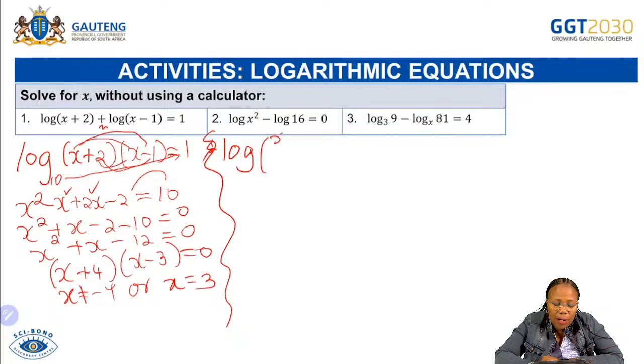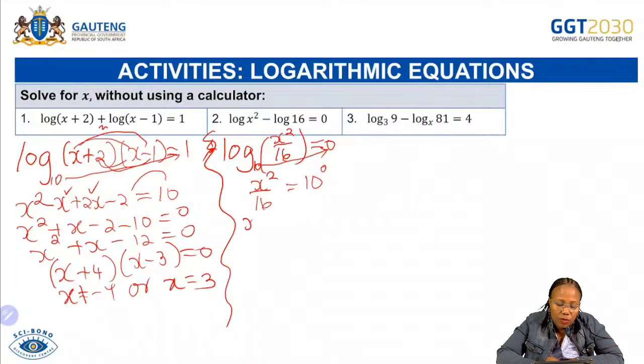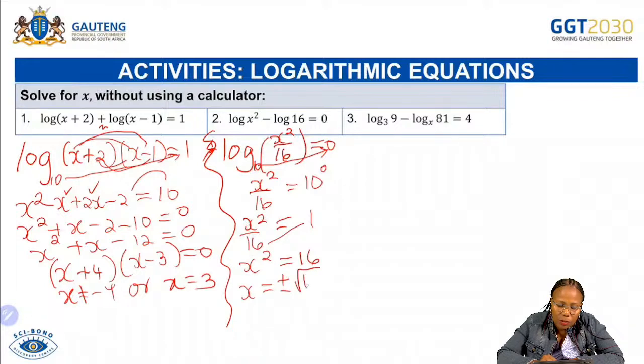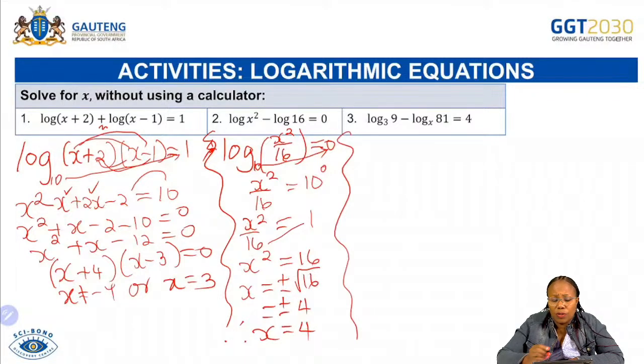of x squared over 16 as a single log equal to 0. And then x squared over 16 will be equal to 10 to the power 0. Then it will be x squared over 16 equal to 10 to the power 0, which is 1. Therefore, x squared, cross multiplying, will be 16. This side loses an exponent, this gains plus minus the square root of 16, which is plus minus 4. But the solution will only be x equals 4. x equals minus 4 is not a solution.